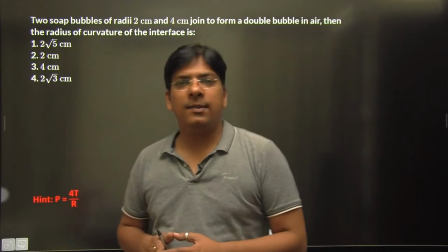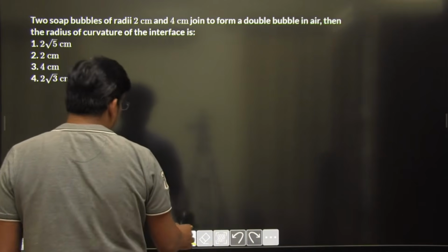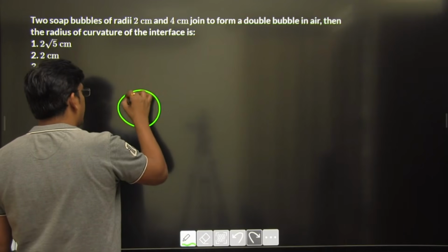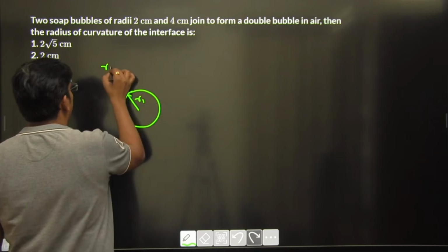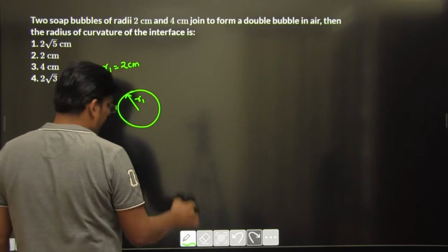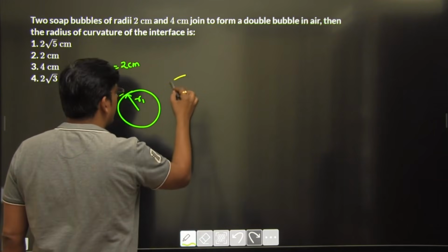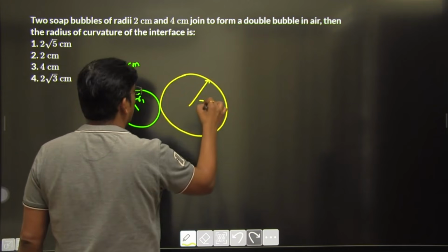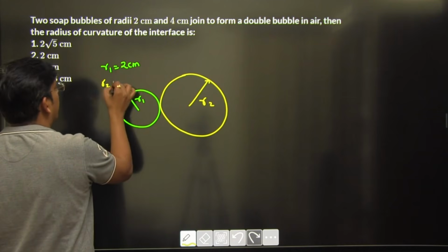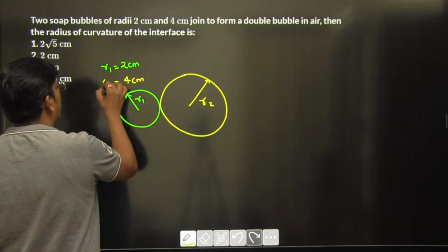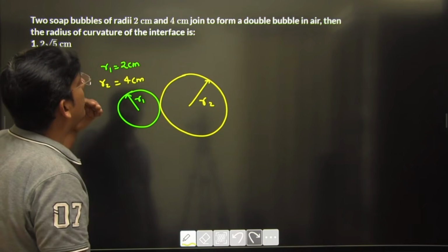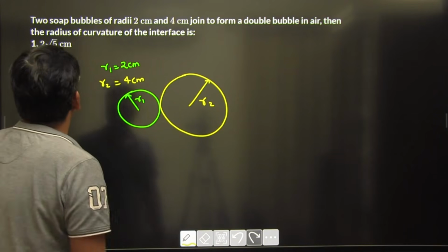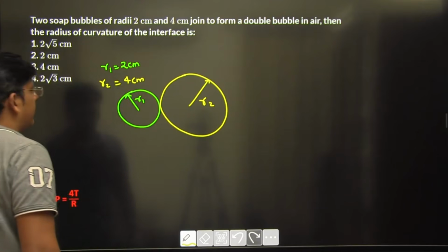Dear students, let us discuss this question now. Two soap bubbles of radii 2 cm and 4 cm. So this is a soap bubble, with radius R1. The value of R1 is 2 cm. There is another soap bubble, with radius R2. The value of R2 is 4 cm. Now they join to form a double bubble in air. They combine. Then the radius of curvature of the interface is?